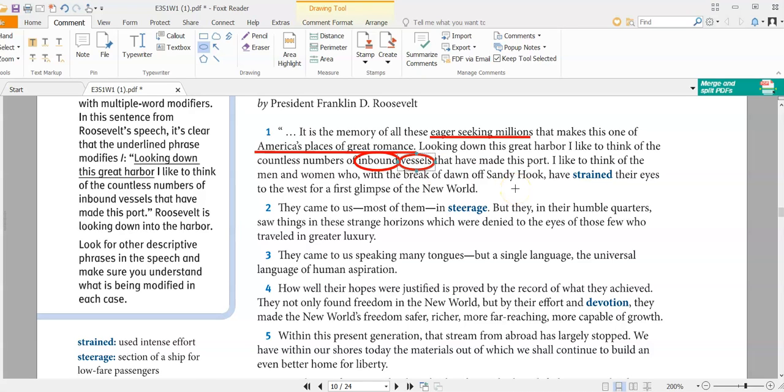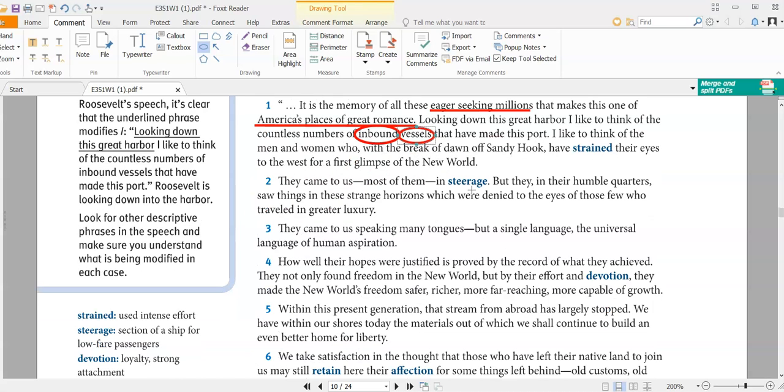And then it says, I like to think of the men and women who, with the break of dawn off Sandy Hook, have strained their eyes to the west for the first glimpse of the new world. So then it talks about most of them came in steerage. So when you look down here, it gives us the definition of steerage as section of the ship for low-fare passengers, meaning that these were the poor people. So most of the people who arrived were poor when they came. So they were in their humble quarters. You might not know what quarters means, so I'm going to go ahead and put a circle around that.